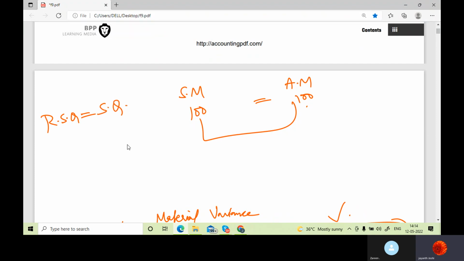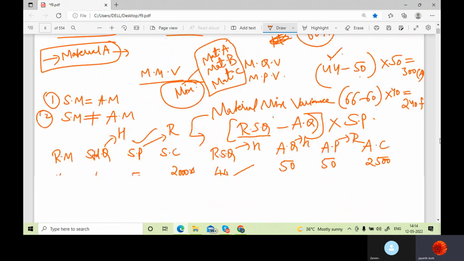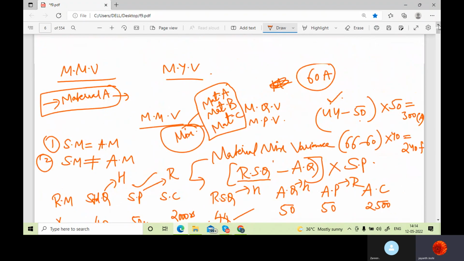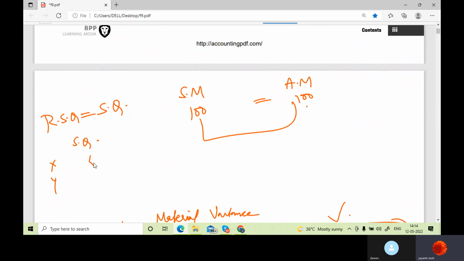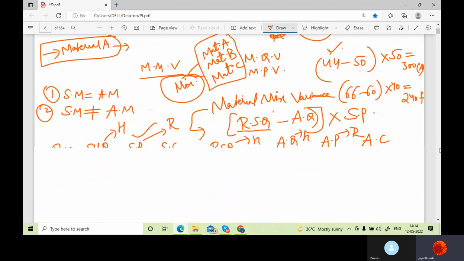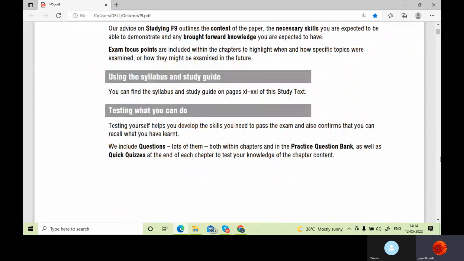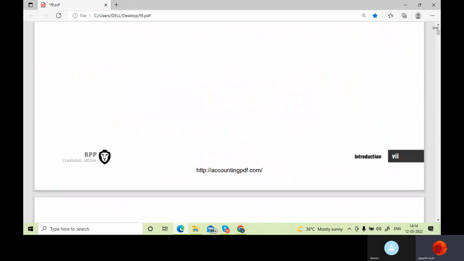That means when this 100 is given, and here they have given 110, but instead of 110 if it is 100, that means the standard mix is equal to actual mix. Then the revised standard quantity is nothing but the standard quantity itself. We have a standard quantity column of 40, 60 for X and Y. Revised standard quantity is also going to be 40, 60. That's it, and you can proceed with the question. Same thing in yield variance also we're going to see. Let us discuss.